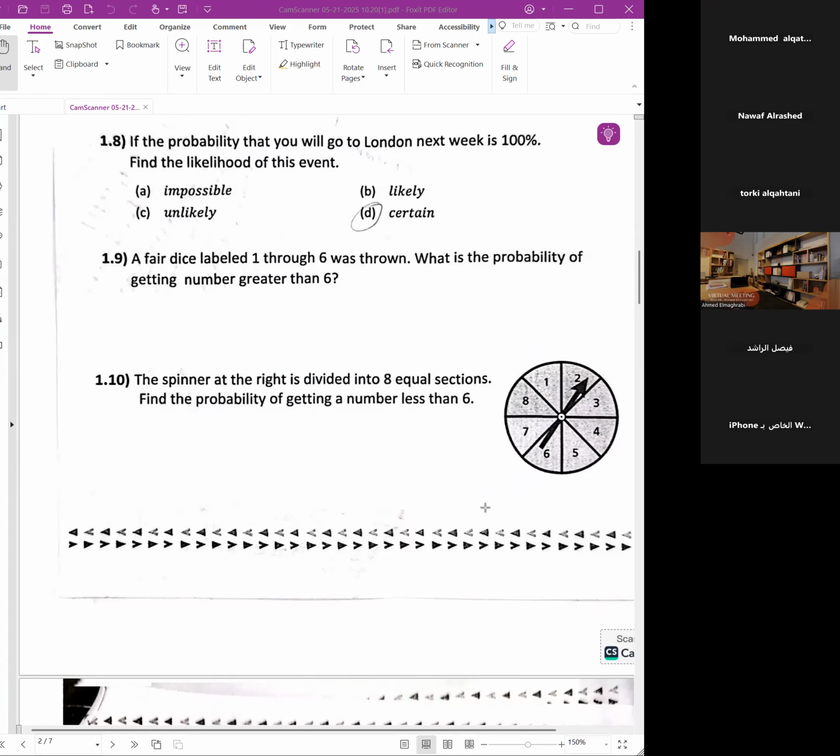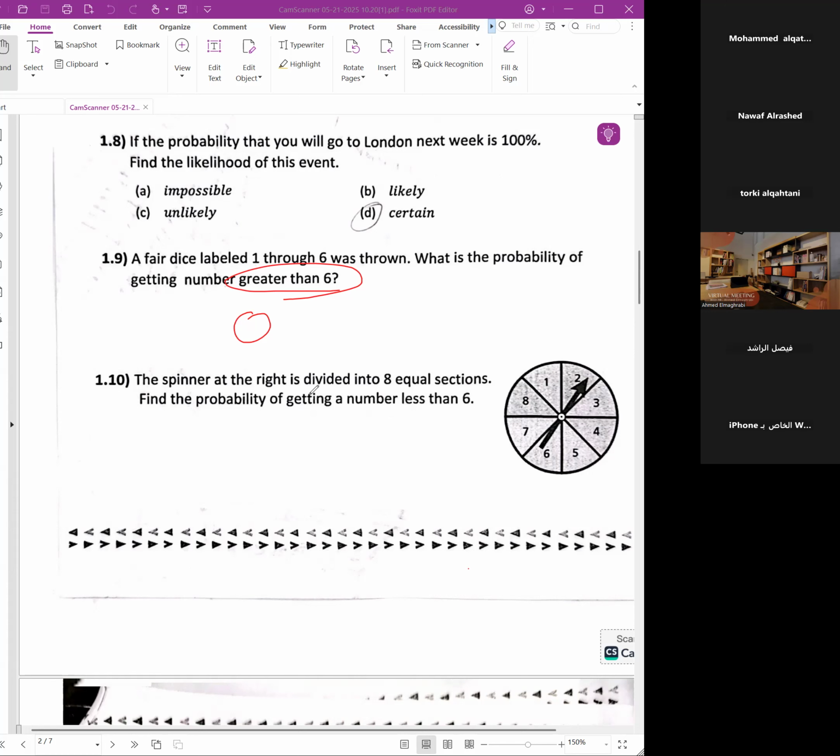Question 1.9. A fair die, labeled from 1 to 6: 1, 2, 3, 4, 5, 6. What is the probability of getting a number greater than 6? It's impossible. Excellent. So the probability is going to be 0.